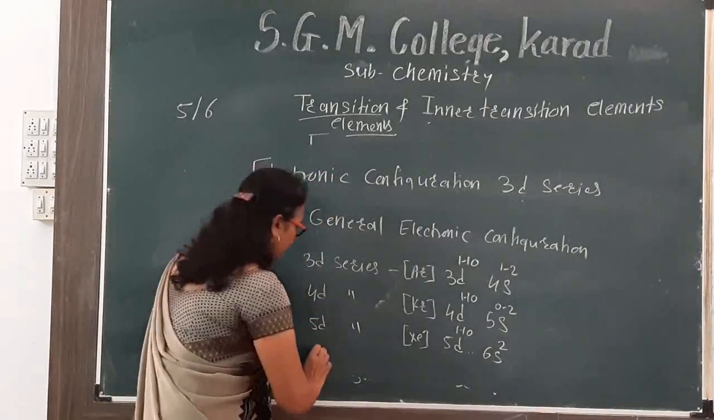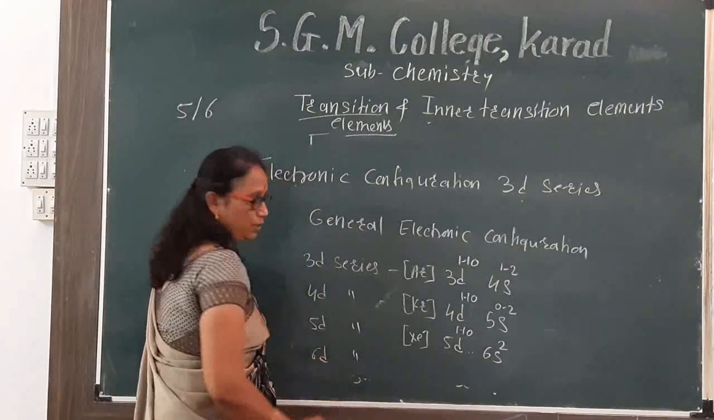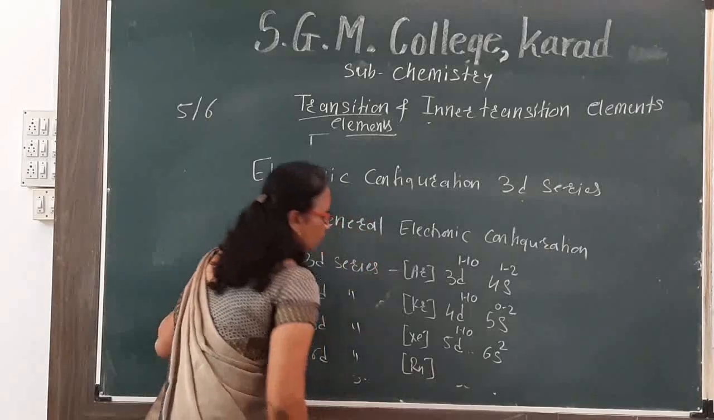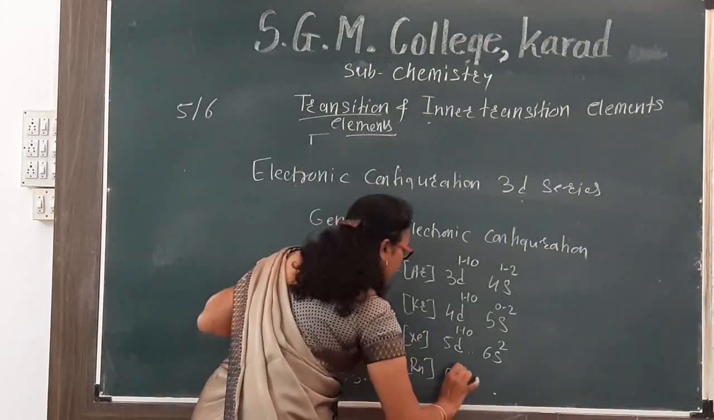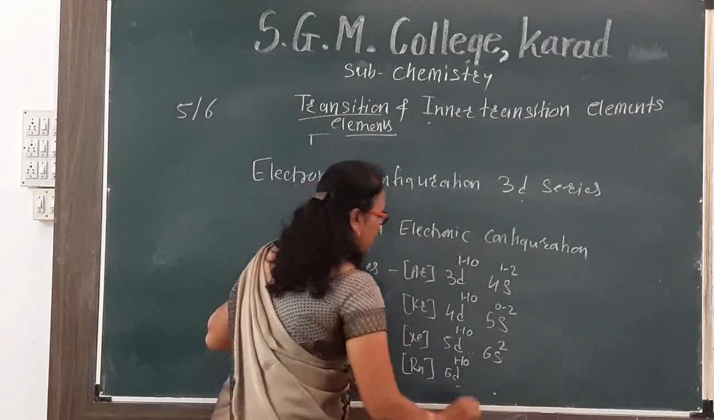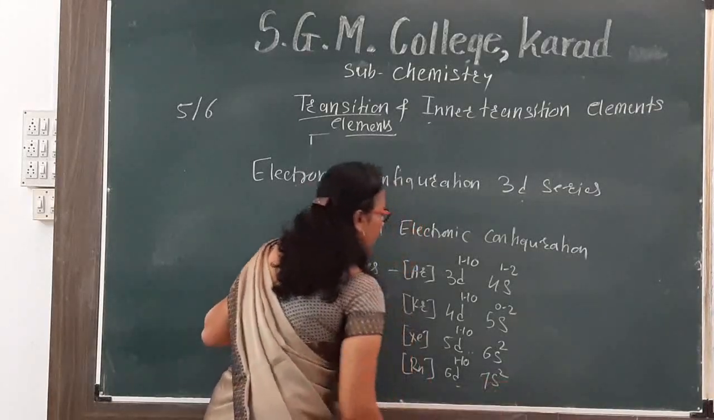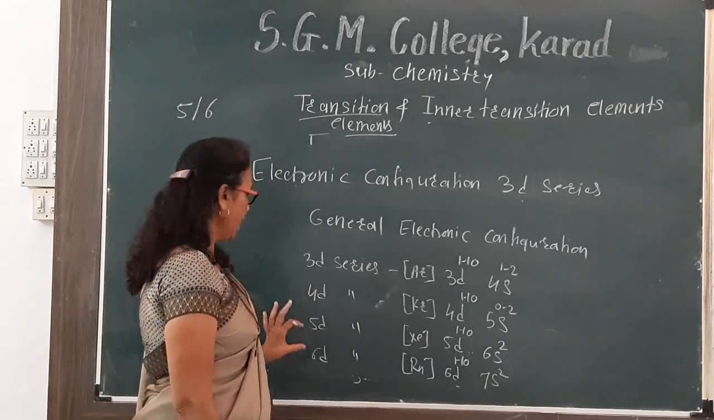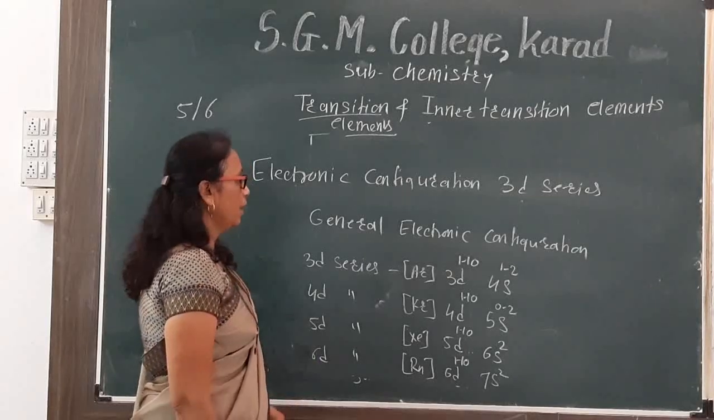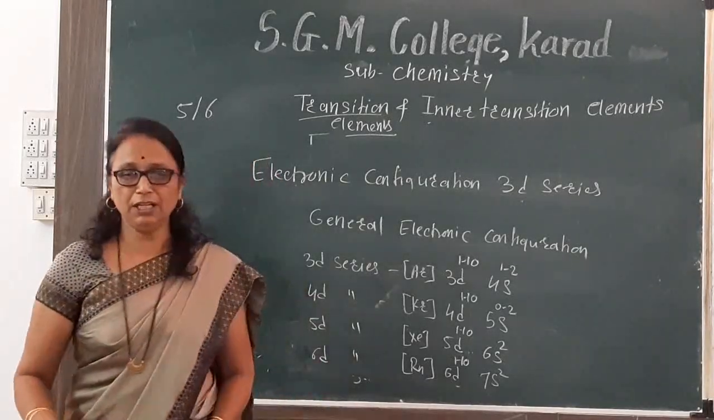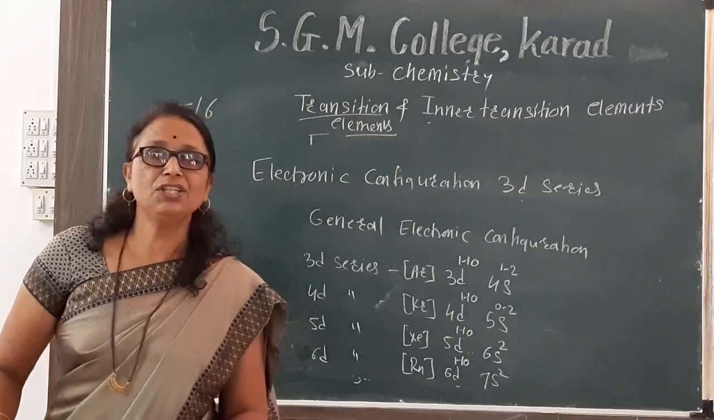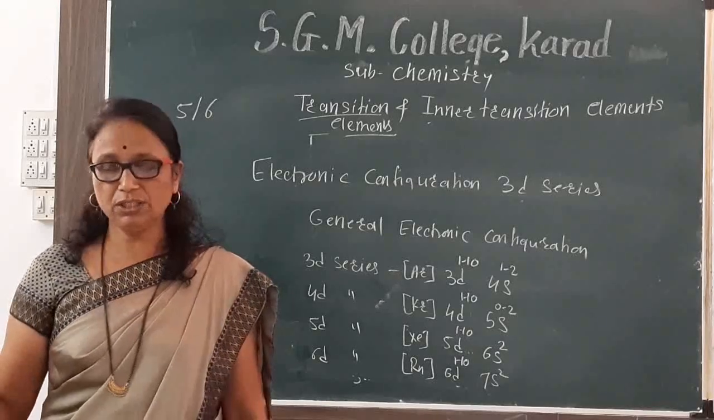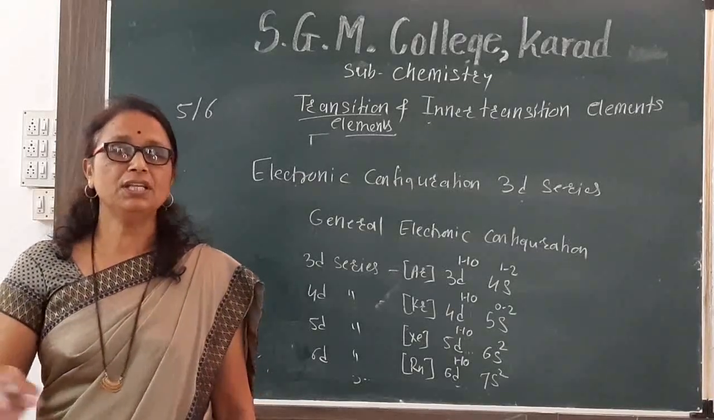And last, the 6d series: after xenon comes radon. The configuration is radon 6d1 to 10 and 7s2. These are the general electronic configurations of the 3d, 4d, 5d and 6d series. Thus, here is the electronic configuration of the transition elements, the general electronic configuration, and in the next lecture we will see the oxidation states of the transition series. Thank you.